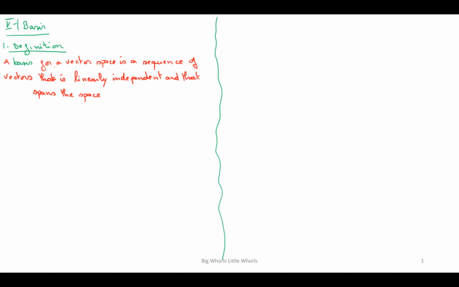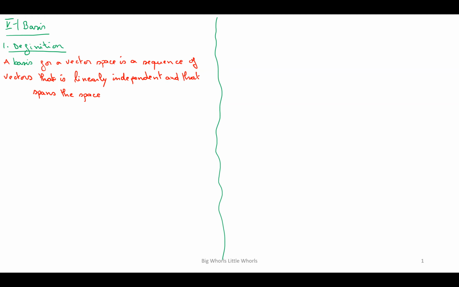So we say a basis of a vector space is a sequence. That means order matters. So if you have maybe v1, v2 in the first basis, and then for the second basis you have v2, v1, both bases are not the same, okay? Because order matters. So a basis is a sequence of vectors that is linearly independent and that spans the space.